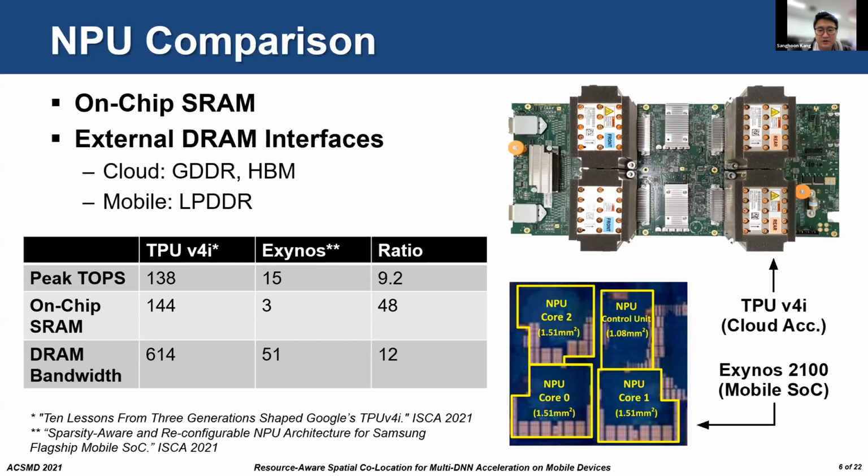TPU-v4 is a cloud MPU from Google with an enormous scale, and it uses HBM, which can exploit an extremely high bandwidth memory interface through silicon. On the other hand, Exynos is a flagship mobile SoC from Samsung, which integrates 3 MPU cores. It uses LPDDR5 memory, which is a state-of-the-art memory technology for low-power devices. If we compare the two, TPU integrates 48 times larger on-chip memory and can use 12 times higher external memory bandwidth.